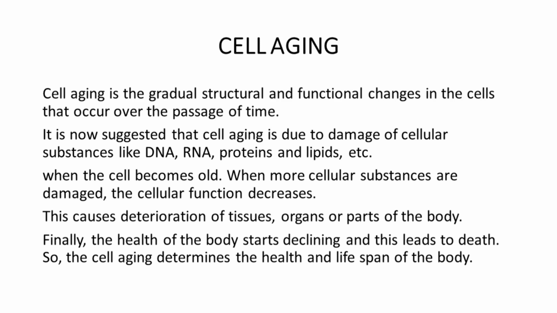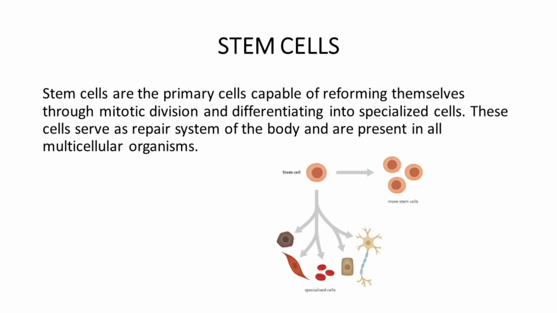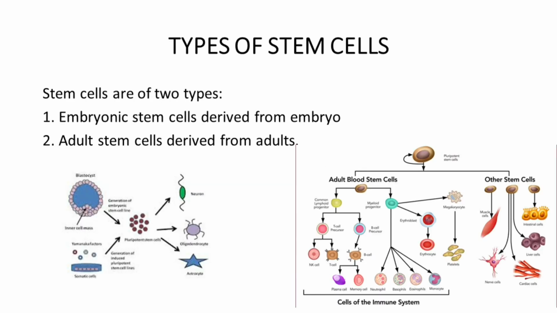Stem cells. Stem cells are the primary cells capable of reforming themselves through mitotic division and differentiating into specialized cells. These cells serve as repair system of the body and are present in all multicellular organisms. 2 types of stem cells.